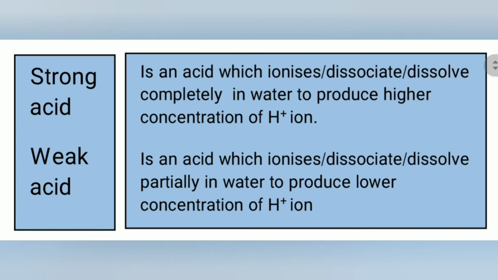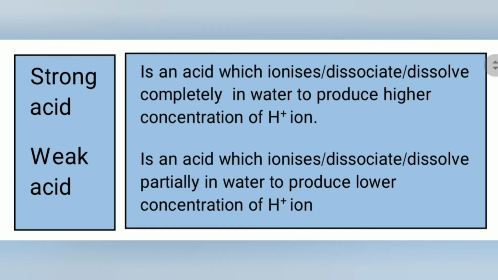The strength of an acid or alkali depends on the degree of dissociation of the acid or alkali in water. The degree of dissociation measures the percentage of acid molecules that ionize when dissolved in water.